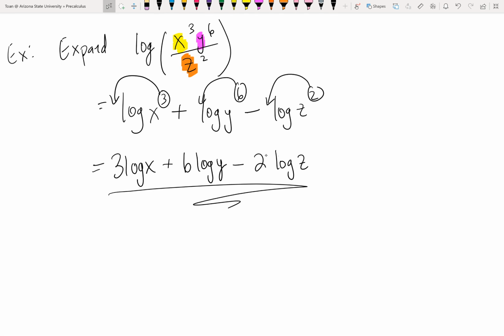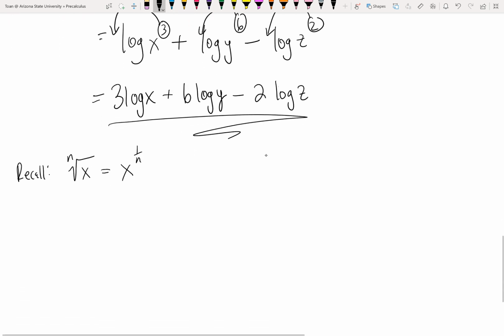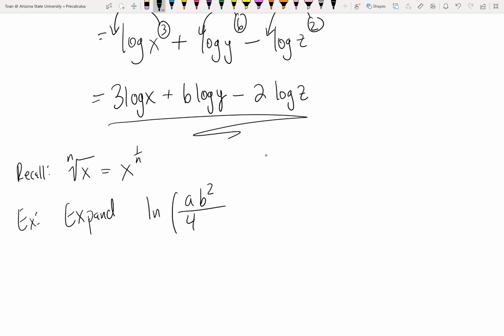Sometimes these problems, they try to be sneaky by tossing in radicals. So just have to remember, by definition, if you have a radical, that's nothing more than a fractional exponent. So don't get freaked out if they toss in some radicals here. So for example, if I ask you to, not factor, wrong class. If I ask you to expand the natural log of ab squared over 4 the cube root of c.